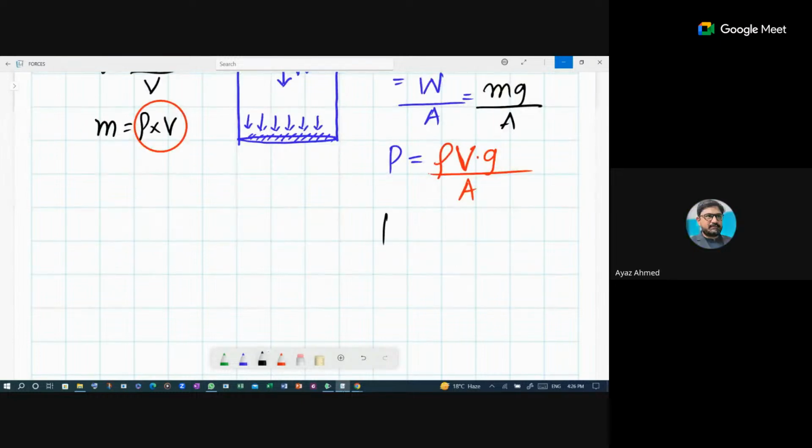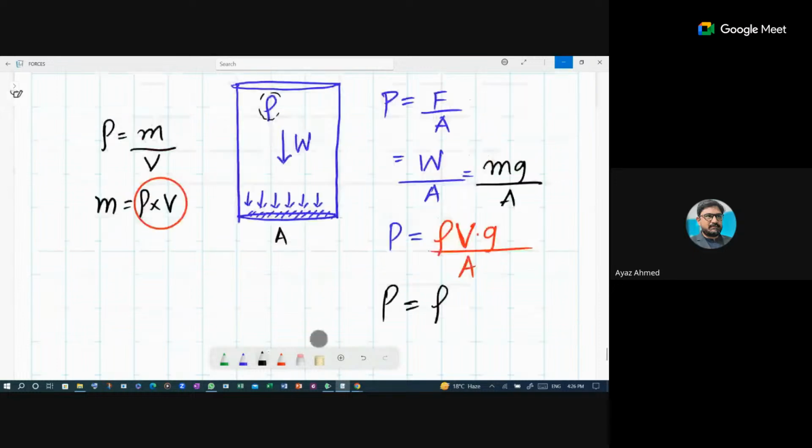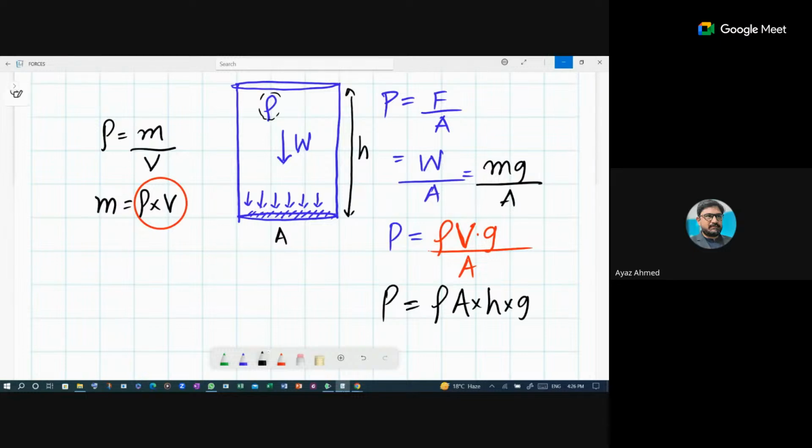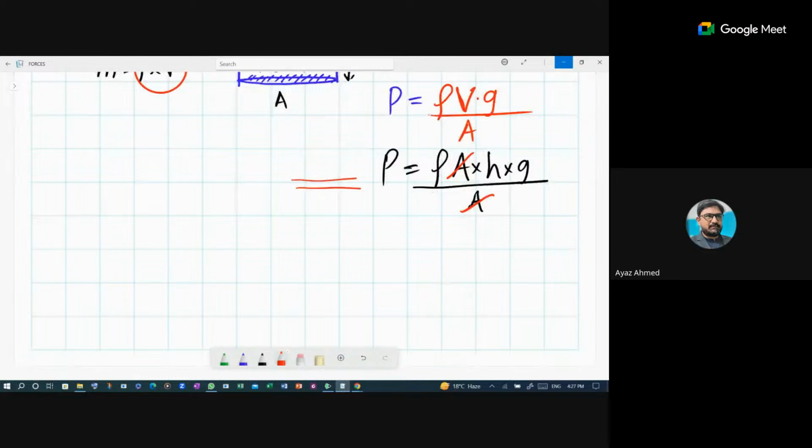Yes, sir. So it is basically rho. What is the volume? Volume is actually the base area times the height of this object. So I can say area into height into g divided by A. So this A and A would be gone, and you get this equation back: pressure is equal to rho g h.